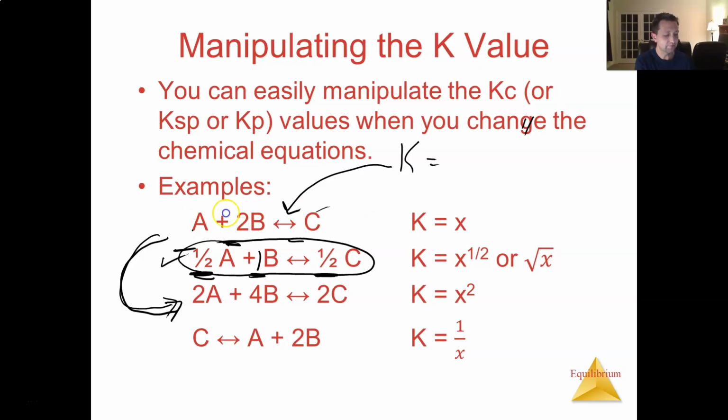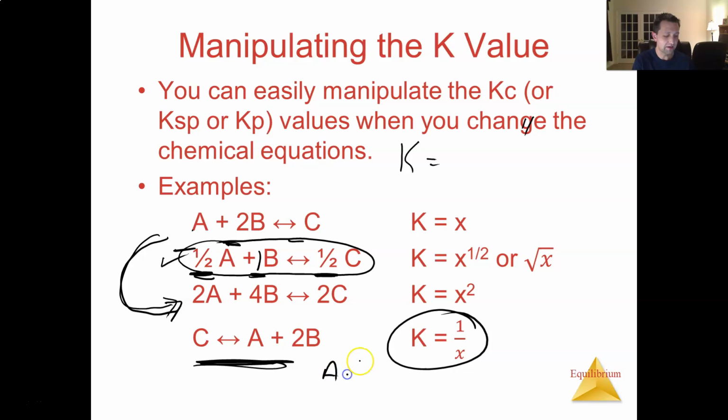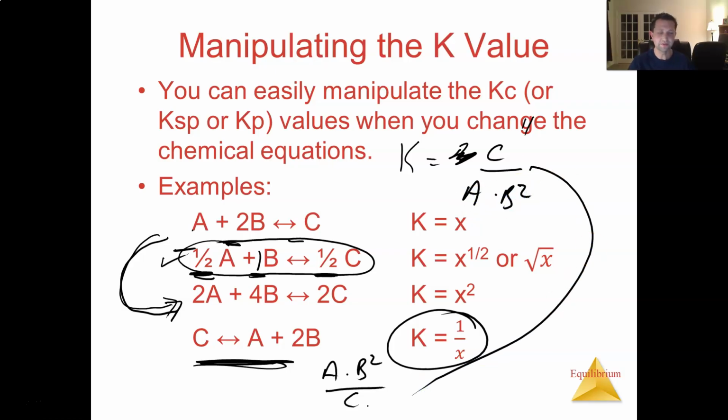If you flip it and you end up with C yields A plus 2B, all you have to do is inverse your K expression. This would look like A times B squared over C, while the initial equation was C over A times B squared. All you do is flip the two things. So just inverse your K expression, 1 over X.